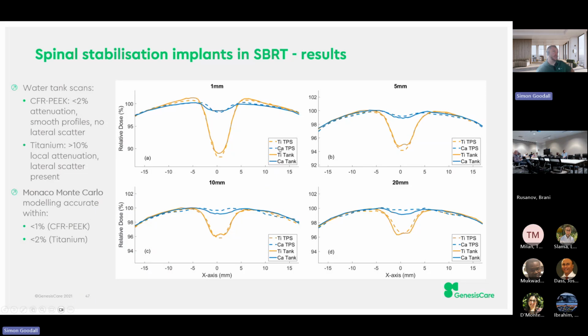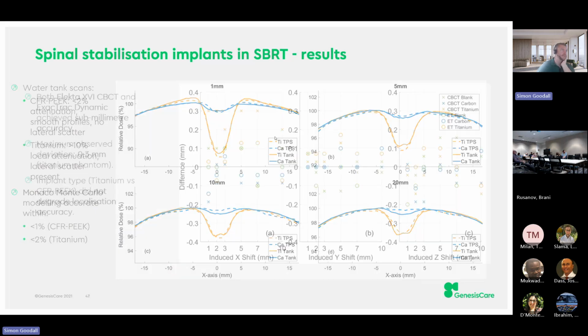So the dashed lines here show what the TPS predictions were, and the solid lines show the measurements. So even though the titanium was pretty impactful to the beam, we also saw that the TPS handled it surprisingly well. And we saw only 1 to 2% variations in the doses. So we were pretty pleased with how well the TPS could handle it anyway.